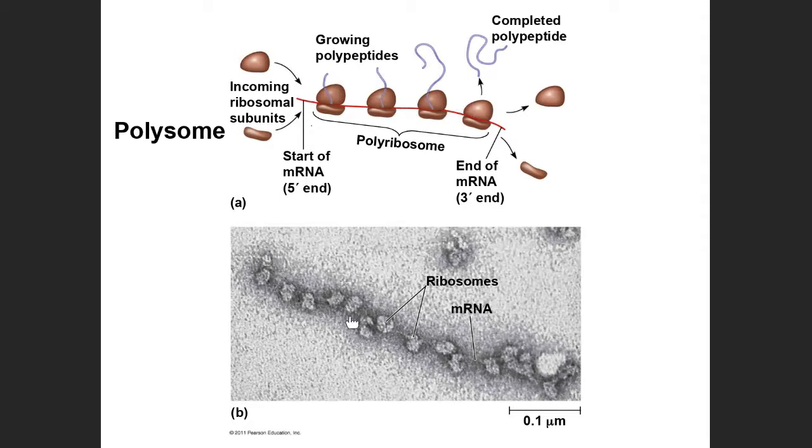So down here is an EM. Each of these little roundish rock-looking structures is a ribosome. The thin part here is an mRNA. We call this structure where you have many ribosomes translating that one molecule of mRNA a polysome. Sometimes they'll call it a polyribosome.